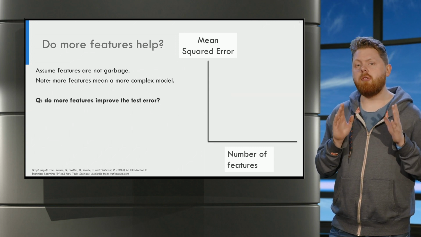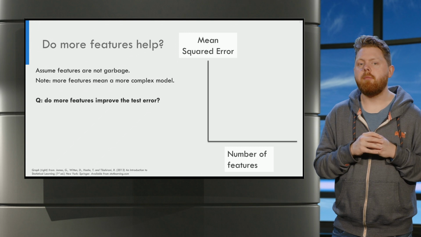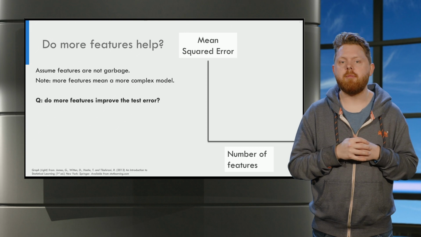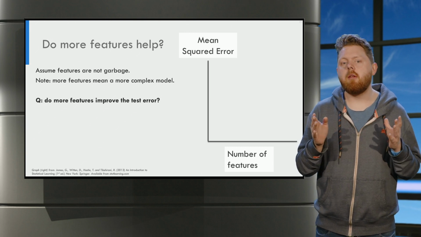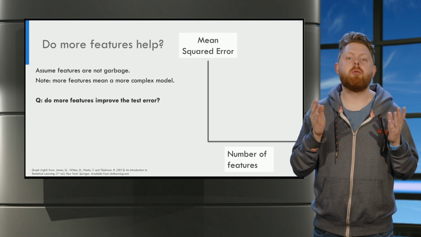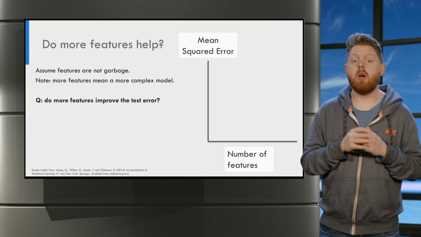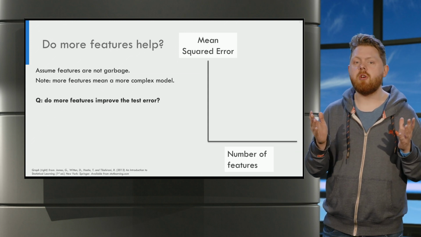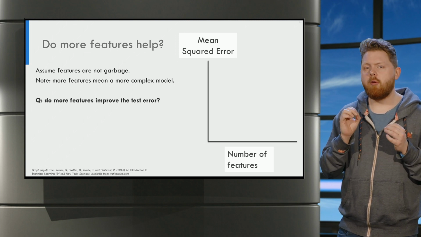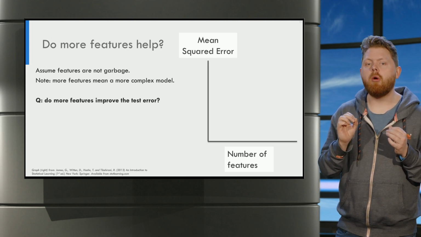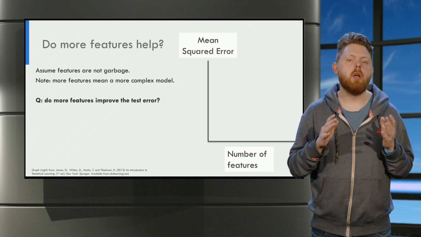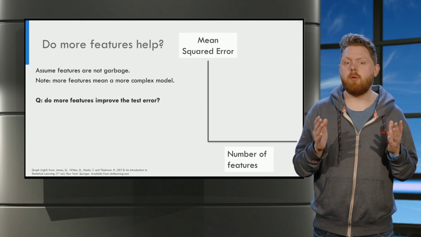Okay, now let us assume that the features are not garbage, meaning the features are actually useful for the prediction task. Now keep in mind, the more features we have, the higher the dimensionality and therefore the more parameters we have. Thus, this means if we have more features, essentially our model is more complex. Now my question to you is, do more features improve the test error? Please pause the video, think about the answer, and afterward we discuss it together.